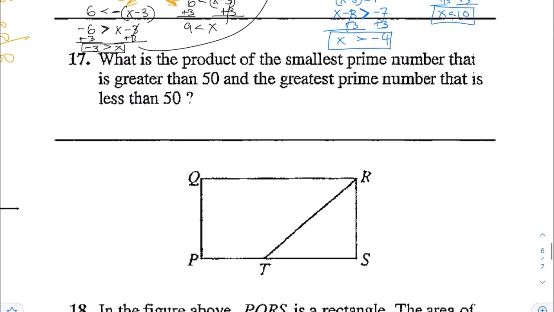All right, next for number 17. What is the product of the smallest prime number that is greater than 50 and the greatest prime number that is less than 50? All right, so the greatest prime number less than 50 is going to be 47. And the smallest prime number greater than 50 would be 53. So you'll have to multiply 53 times 47. That will give you 2,491.